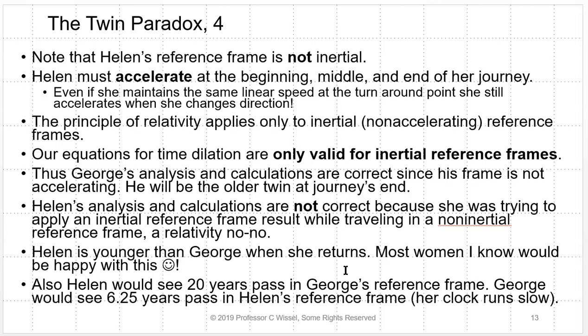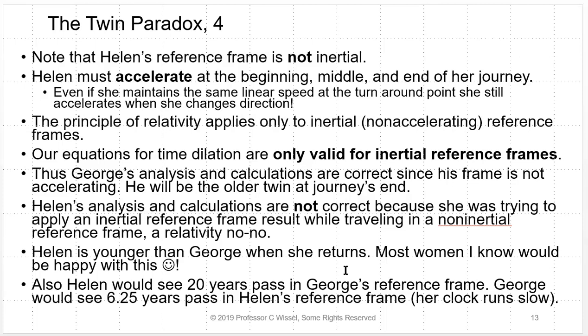So our equations for time dilation are only valid for inertial reference frames. George's analysis and calculations are correct since his frame is not accelerating. He will be the older twin at journey's end. Helen's analysis and calculations are not correct because she was trying to apply an inertial reference frame result while traveling in a non-inertial reference frame. In other words, the minute you accelerate, all bets are off. Helen is younger than George when she returns.